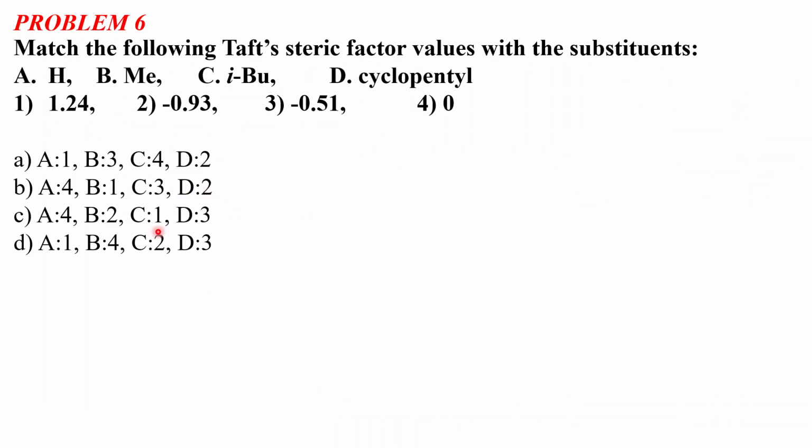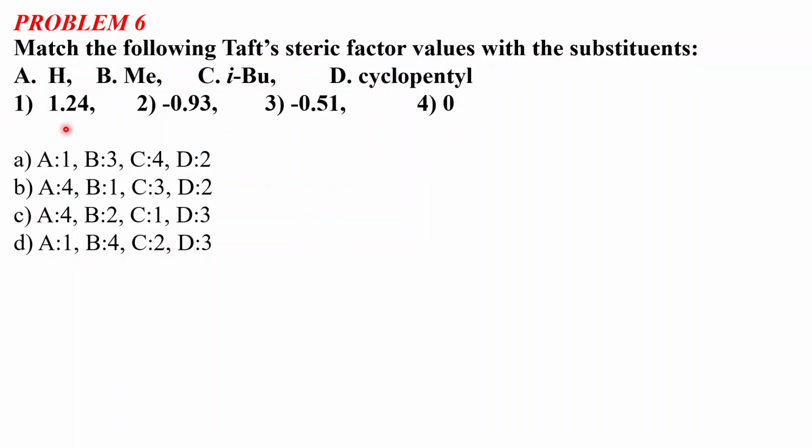Problem number 6 says, match the following Taft steric factor values with the substituent. You have to match the values with the substituents. This is the Taft steric factor values, not the last one we have done earlier. This is a different thing. Okay. Your options are: A is hydrogen, B methyl, C isobutyl, and D cyclopentyl.